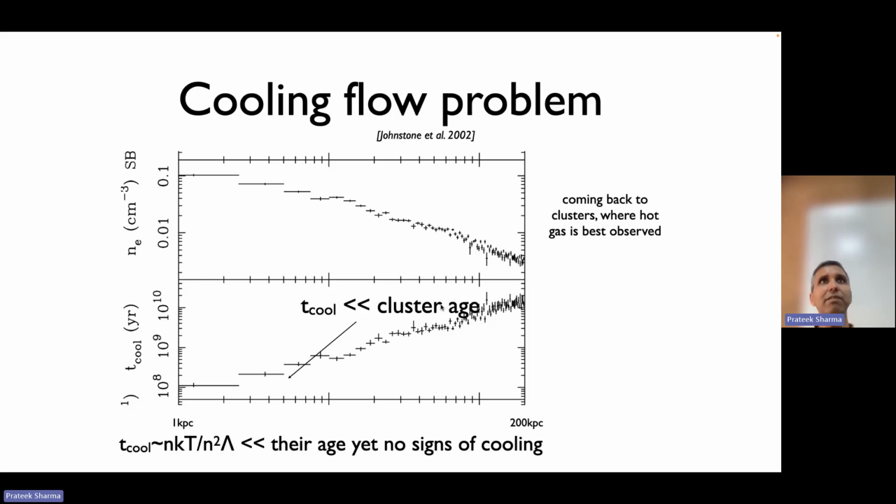So the answer, let me tell you the answer, what's going on, and then I'll argue why that is the answer. The answer is that there is AGN activity at the center, which pumps in energy to compensate for these cooling losses. So essentially what happens is, although this plasma is losing energy, its temperature is not dropping because that energy loss is compensated by heating due to AGN feedback.